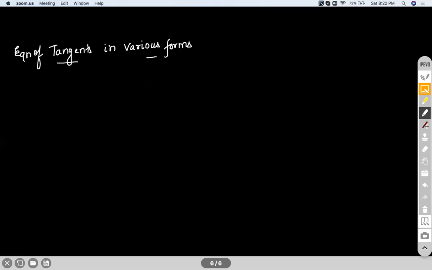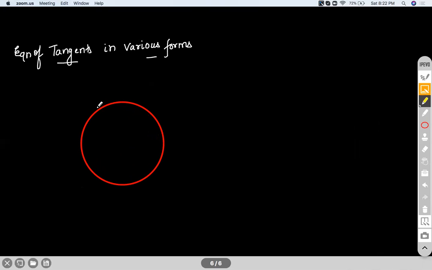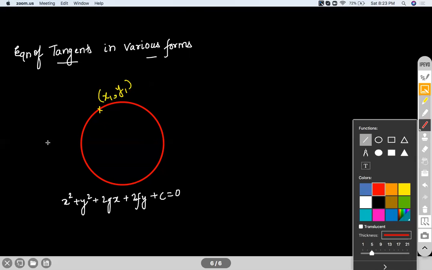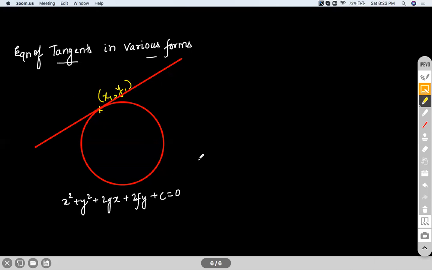First we are going to talk about the case where I'm trying to find out the tangent at a given point x1, y1. The circle equation is the general form of a circle, which is x square plus y square plus 2gx plus 2fy plus c equal to 0. If I'm constructing a tangent at this point, what is the equation of this tangent? How will I find this out? Any idea?